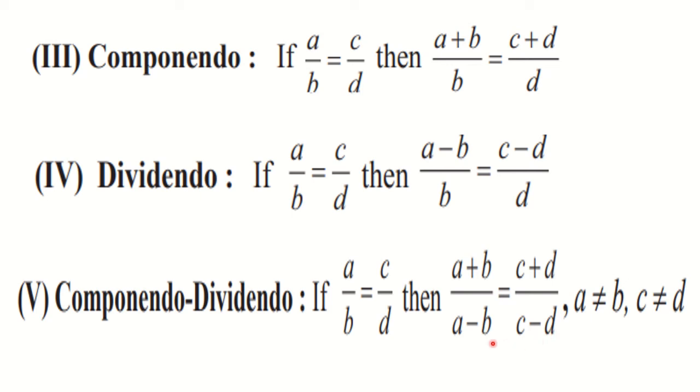But the condition is what? A is not equal to B and C is not equal to D. Because see, in the denominator you have A minus B. If they are equal, then you will get 0 in the denominator, which is not possible, which is not allowed. You know that 0 cannot come in the denominator. We cannot divide any number by 0. So this is an important condition, that A is not equal to B and C is not equal to D.